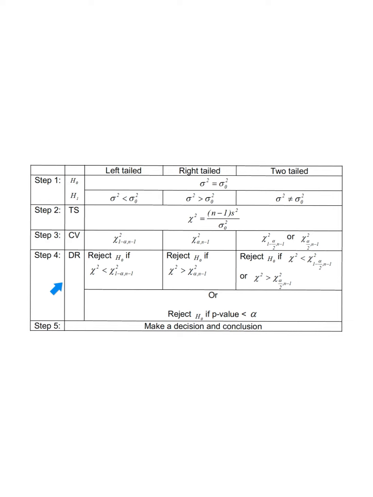Then our decision rule for the left tail: we reject H0 if the test statistic is less than chi-square 1 minus alpha with n minus 1 degrees of freedom, or in other words, we reject H0 if our test statistic is less than the critical value. And then for the right tail, we reject H0 if the test statistic is greater than the critical value.